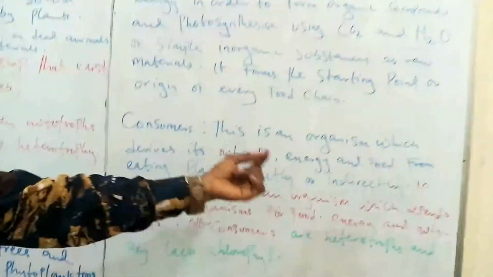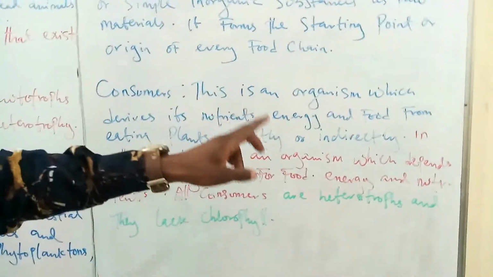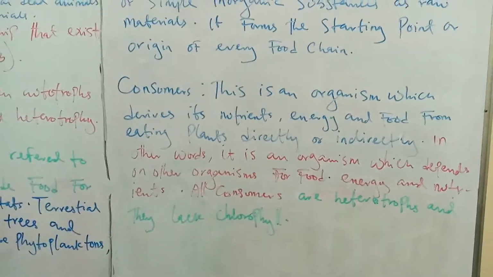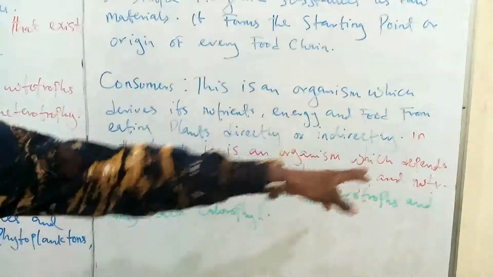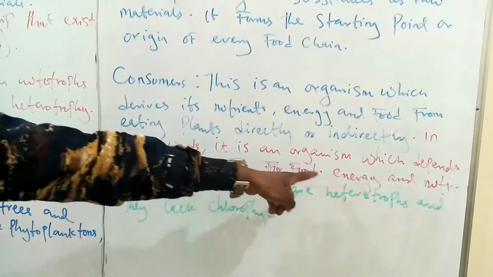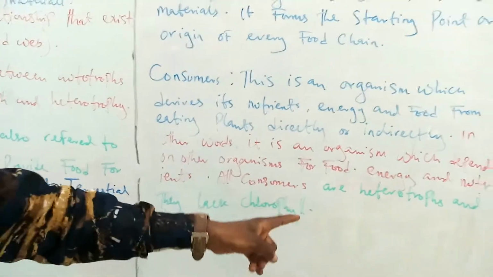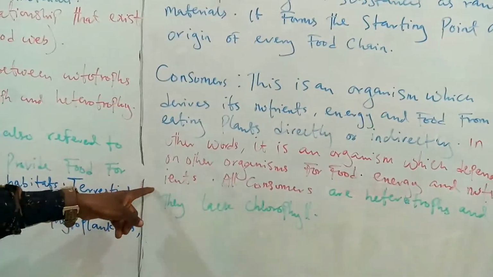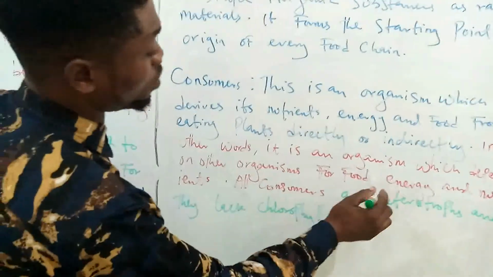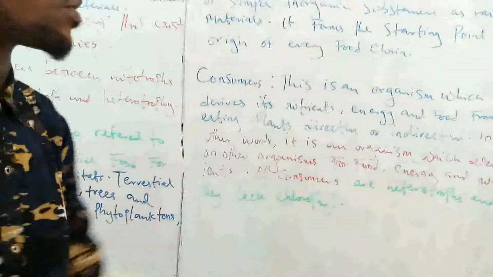This is an organism which derives its nutrients, energy, and food from eating plants directly or indirectly. In other words, a consumer is an organism which depends on other organisms for food, energy, and nutrients. That's it: it depends on other organisms for food, energy, and nutrients. All consumers are referred to as heterotrophs, and they lack chlorophyll.